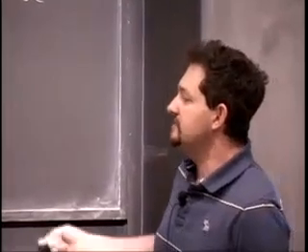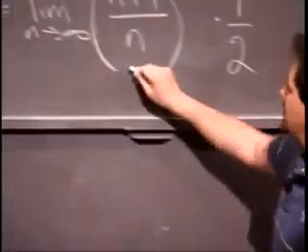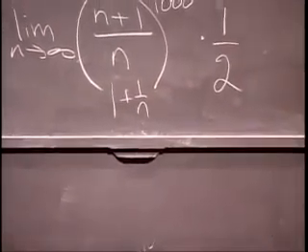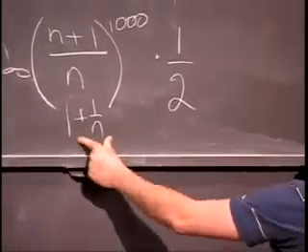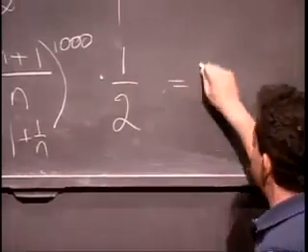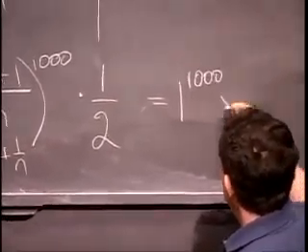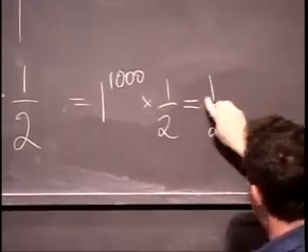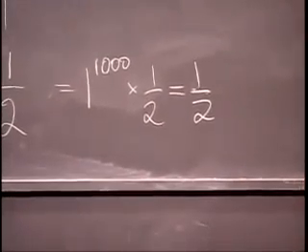Now, n plus 1 over n is actually quite easy to deal with. You could even write it as 1 plus 1 over n. And however way you choose to skin this cat, that limit is 1. And so you get 1 to the 1,000 times 1/2, which is 1/2. We finally found the limit that we're looking for.